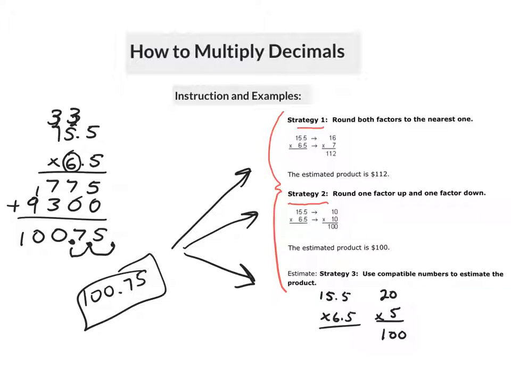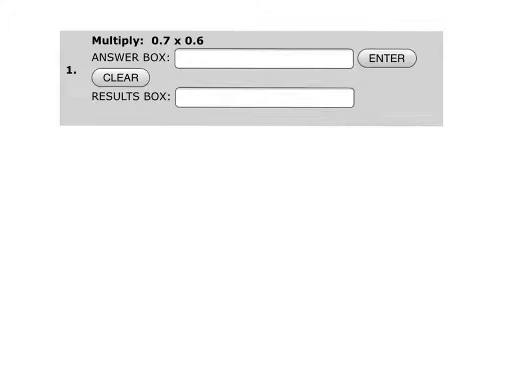I suppose you could estimate at the end of the problem or the start of the problem. It doesn't really matter. So there's one example. Here's another example. Multiply 0.7 times 0.6.